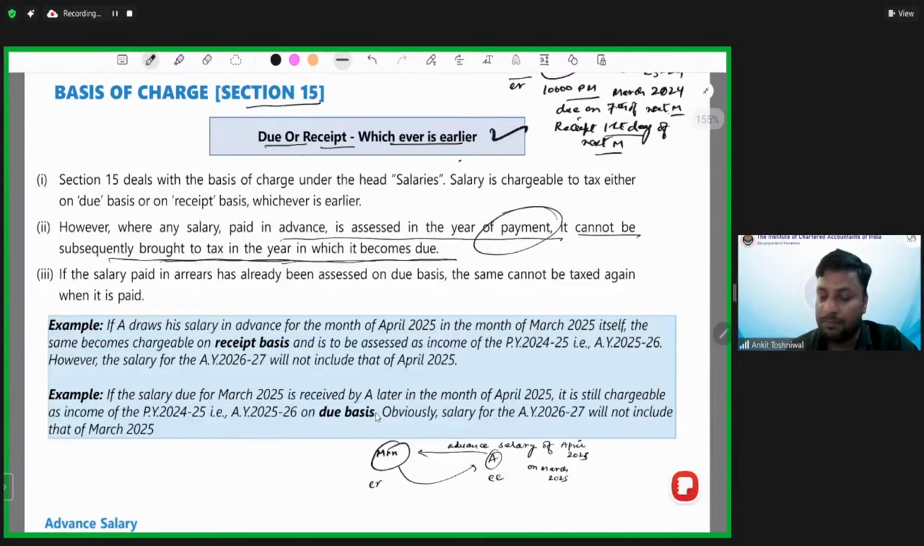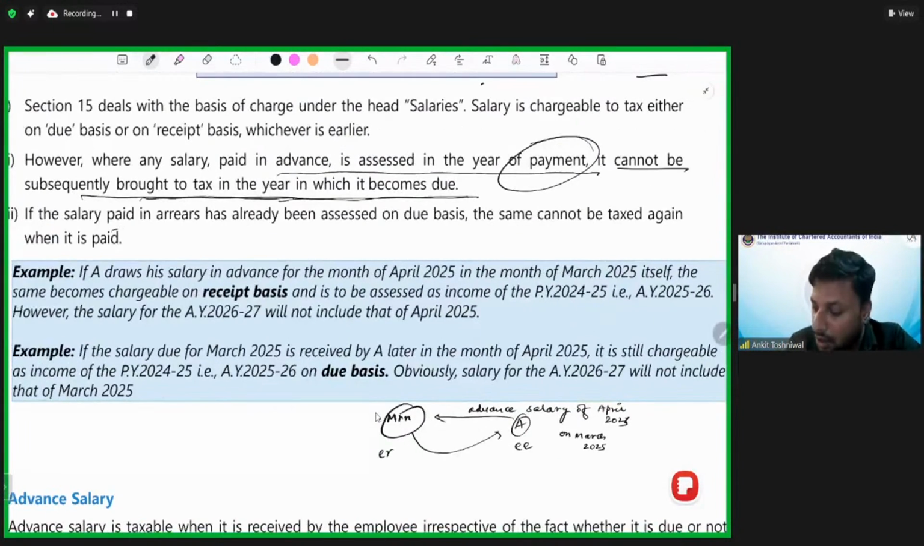Now the last point. Arrear of salary. Arrear of salary is taxable on due basis. But if it is not taxed on due basis, it is taxed on receipt basis. If the salary paid in arrears has already been assessed on due basis, the same cannot be taxed again when it is paid.